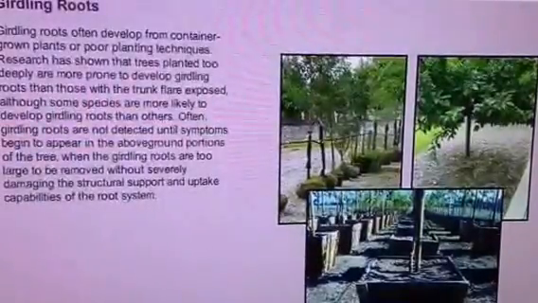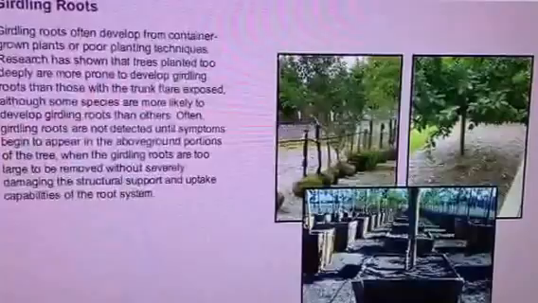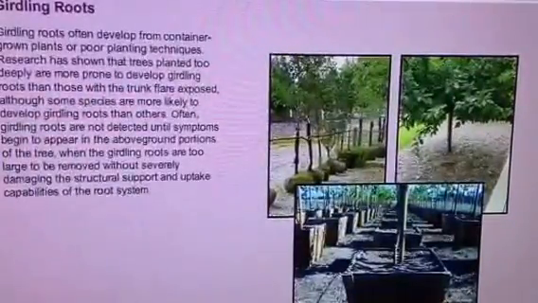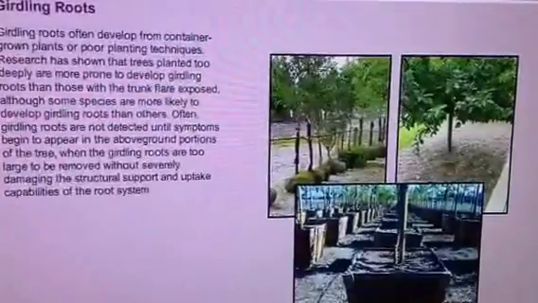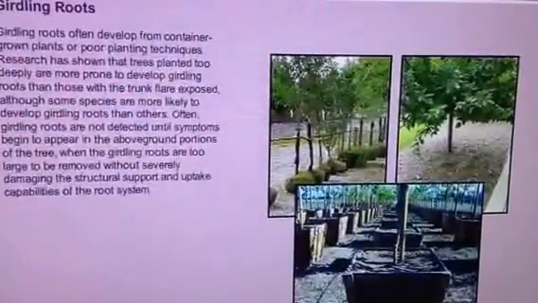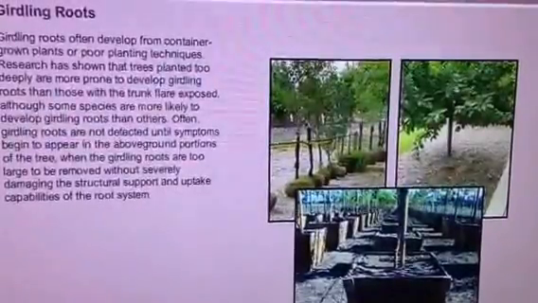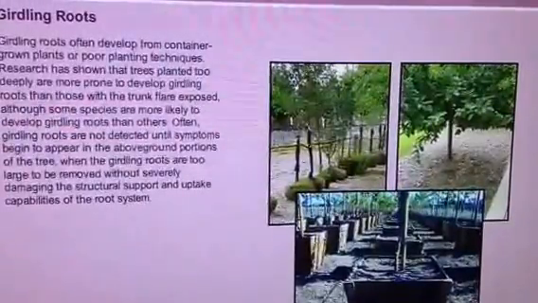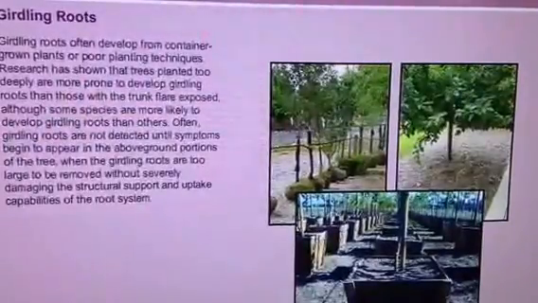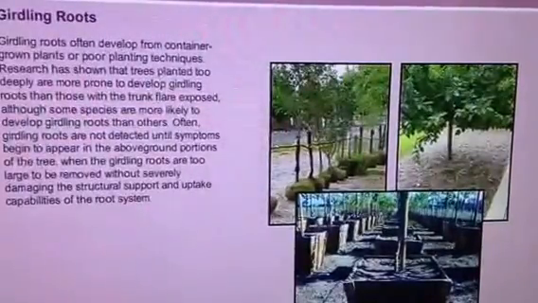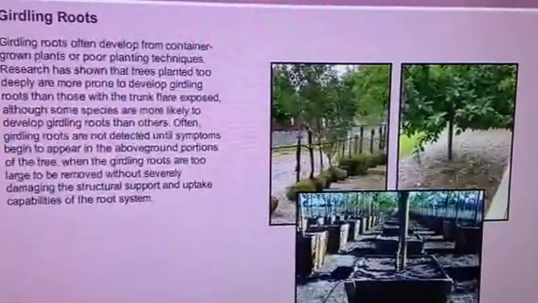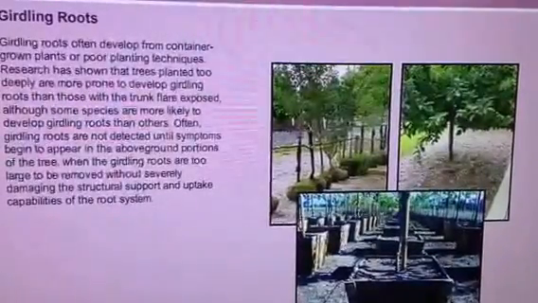Girdling roots often develop from container-grown plants or poor planting techniques. Research has shown that trees planted too deeply are more prone to develop girdling roots than those with the trunk flare exposed, although some species are more likely to develop girdling roots than others. Often, girdling roots are not detected until symptoms begin to appear in the above-ground portions of the tree, when the girdling roots are too large to be removed without severely damaging the structural support and uptake capabilities of the root system.